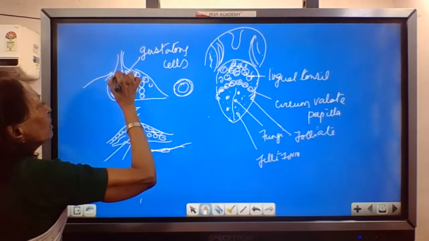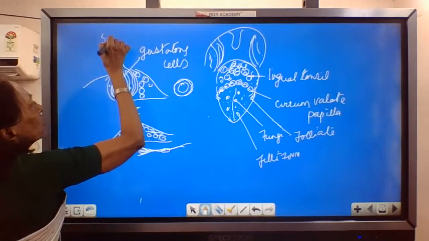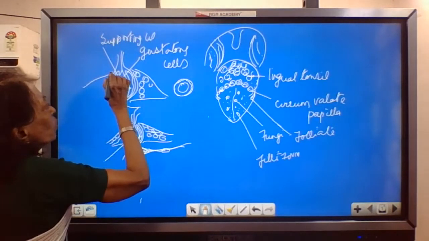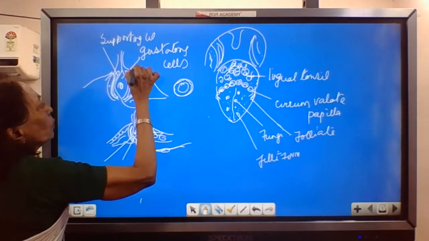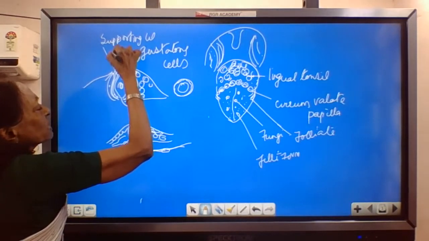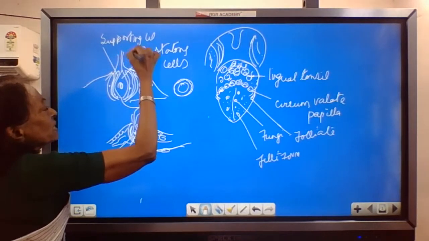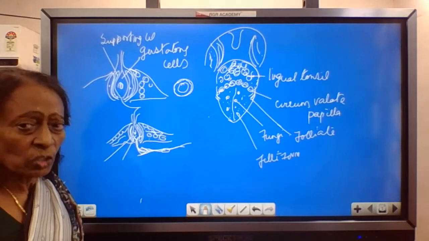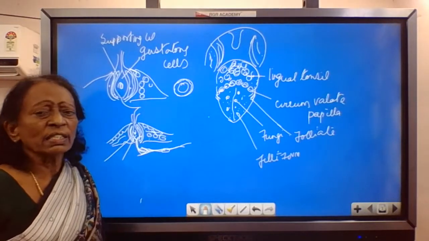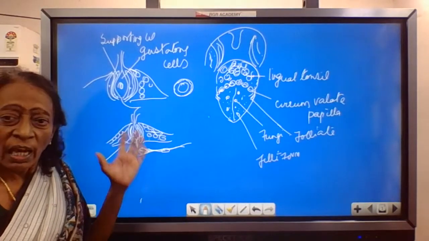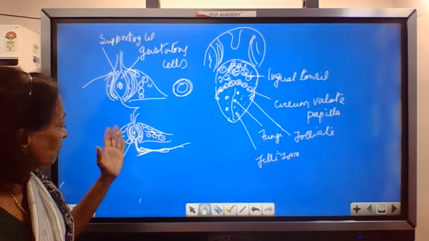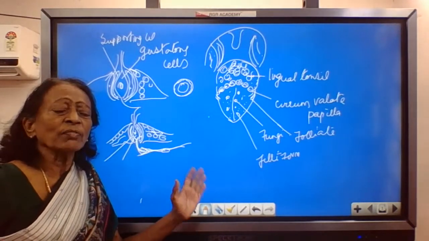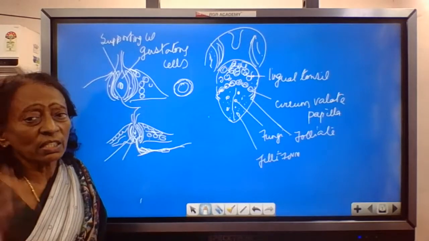Now in between these you have supporting cells. Now there is a hole or a pore. Through the opening, the cilia of the cells come out, and this cilia receives the chemical stimuli, the food matter dissolved in the saliva. If there is no saliva, it doesn't dissolve. You cannot feel the sensation because it's a chemical stimulation. And the nerve fiber from the lower part of the cell, the axons, the fibers of these cells join together, and via the ninth nerve it reaches the brain.